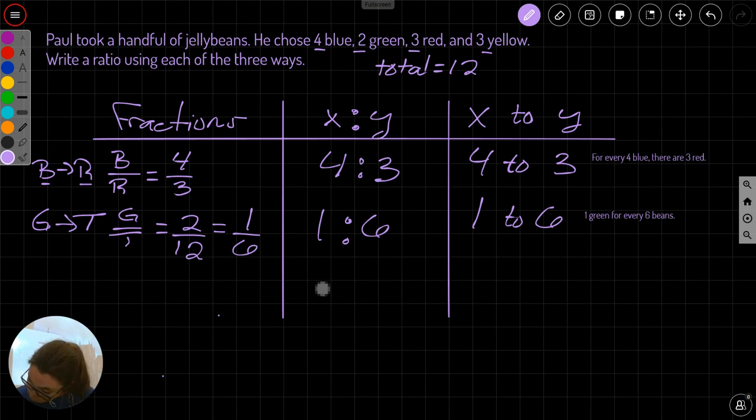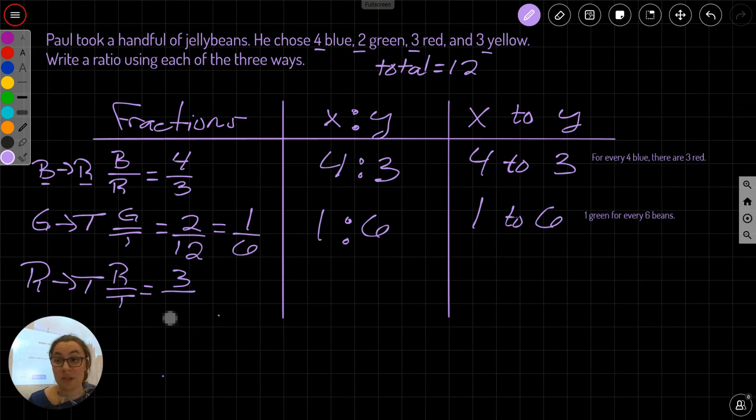Last one. Red jelly beans to the total. Red to total. So, how many red are there? 3. Red over total. And it's going to be 3, same number, same total, 12. 3 over 12.